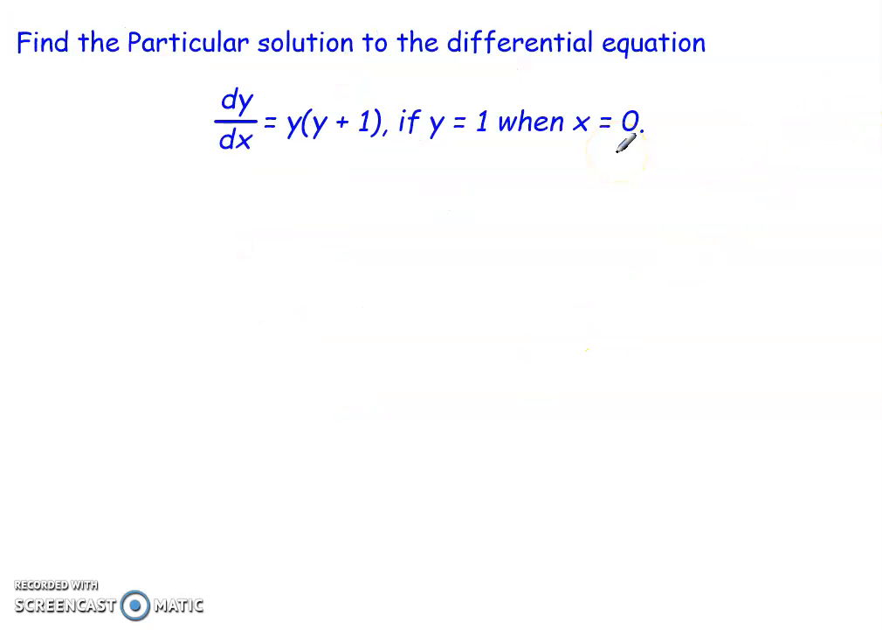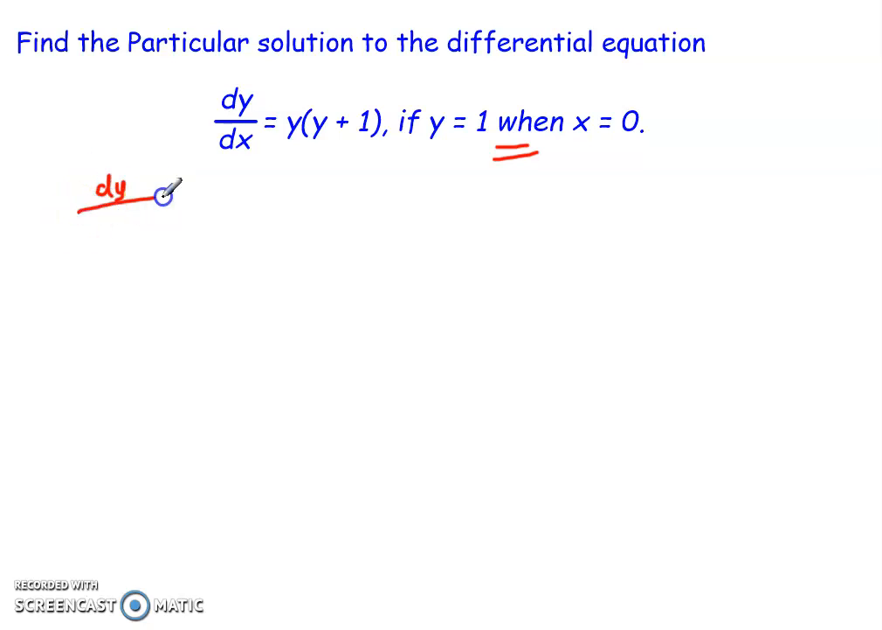However, this second question wants a particular solution to this differential equation. So I am given some conditions here: y equals 1 when x equals 0. So what I've got to do is solve it to get the general equation and then use that with the conditions to get the particular solution. So again, same idea with this one: separate it so I've got my y dependence on one side, my x on the other, and I can integrate both sides.